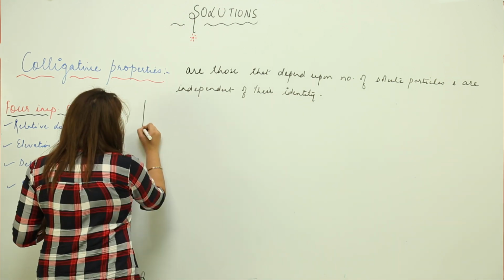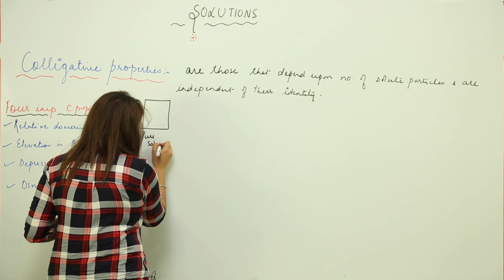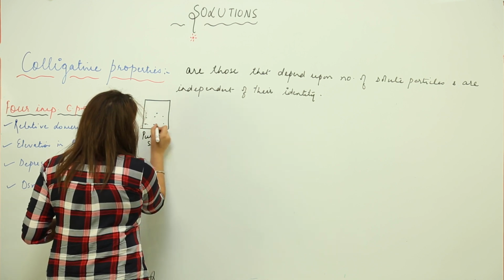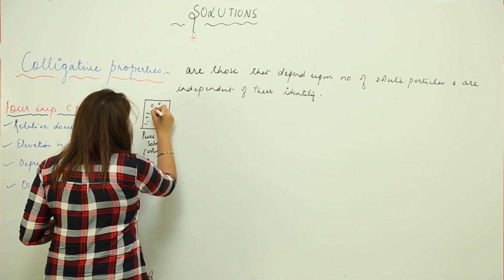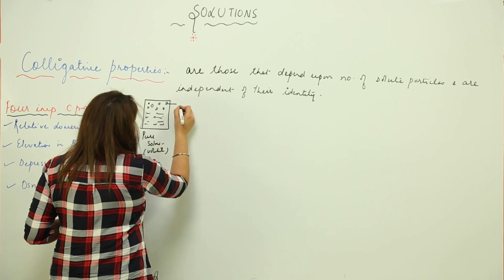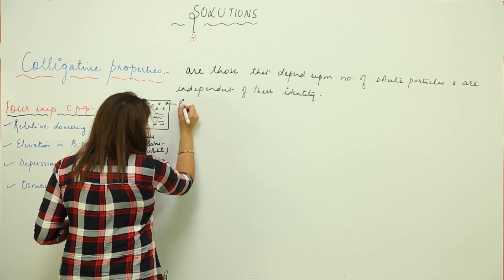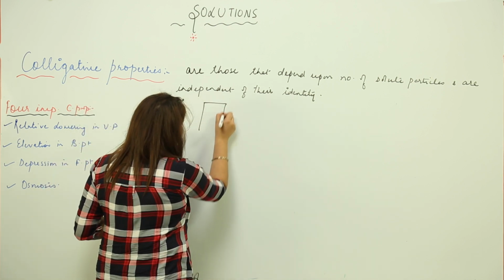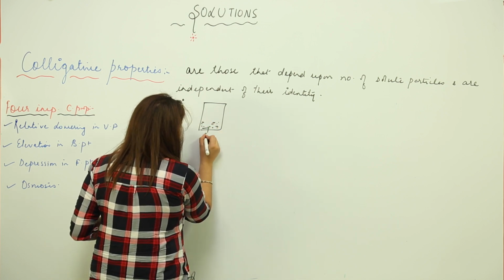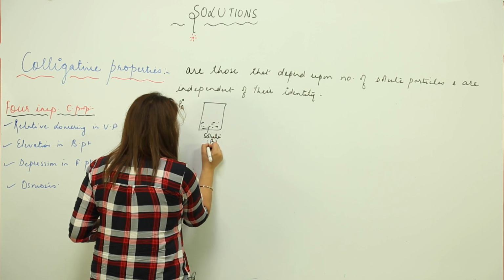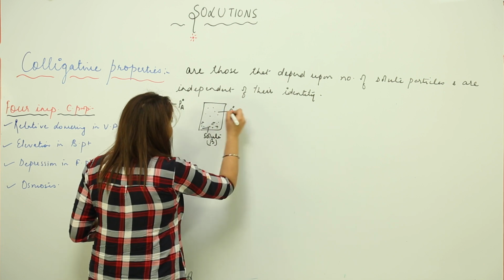See, I have this container in which I have a pure solvent. And let me mention that this solvent is volatile, so that means it will exert a pressure. Let us say that the pressure equals P naught A. Now I have a solute. Let it be my solute B. It will also exert a certain pressure, let's say P naught B.